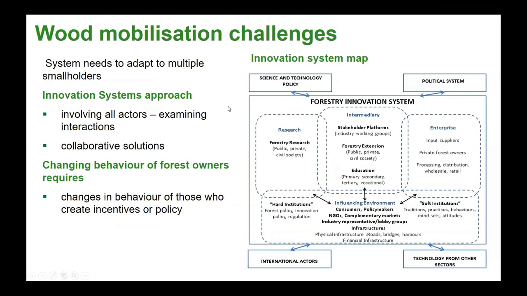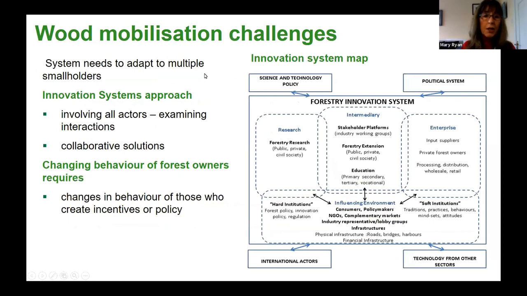Two minutes, Mary. One of the final challenges that I referred to was how the system needs to adapt to multiple smallholders. And to look at this particular problem for wood mobilization in Ireland, we adopted an innovation system approach. That means you involve all of the actors and examine all their interactions to come up with collaborative solutions. On the right-hand side, you'll see a very busy diagram. You don't need to know what's in it, but what it portrays essentially is the number and type of actors involved and all the networks between the different actors.